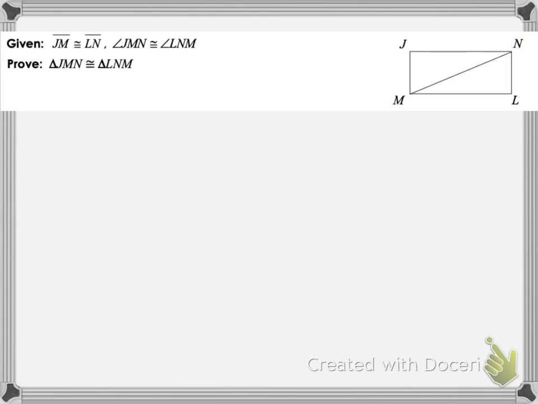JM is congruent to LN. Angle, so watch out for your symbols here. That's angle JMN. So you trace those letters, JMN. So that would be this angle. Is congruent to LNM. That's this angle. And we're supposed to prove these are congruent triangles. Well, these two triangles are sharing a side, so I would mark that side as congruent to itself. So what we have here is side, angle, side. So that's how those two are congruent.